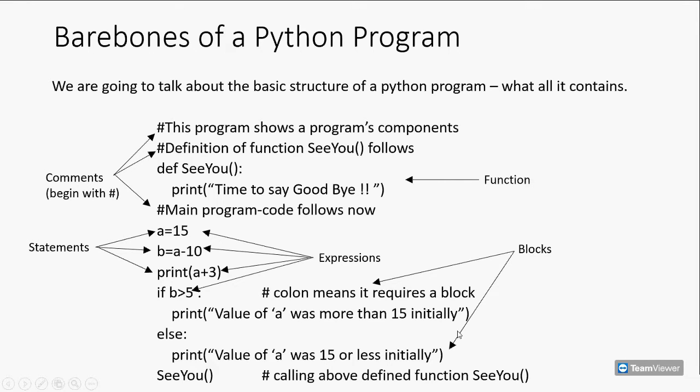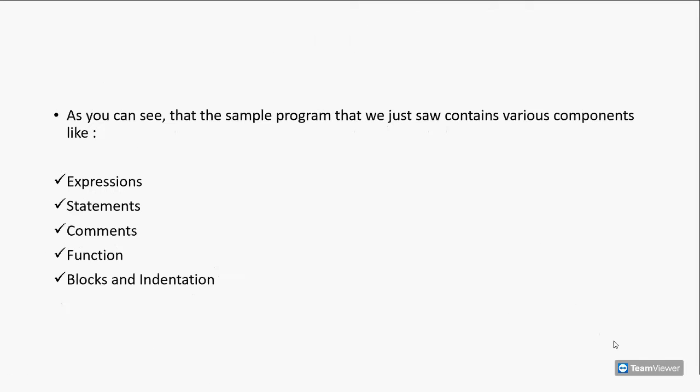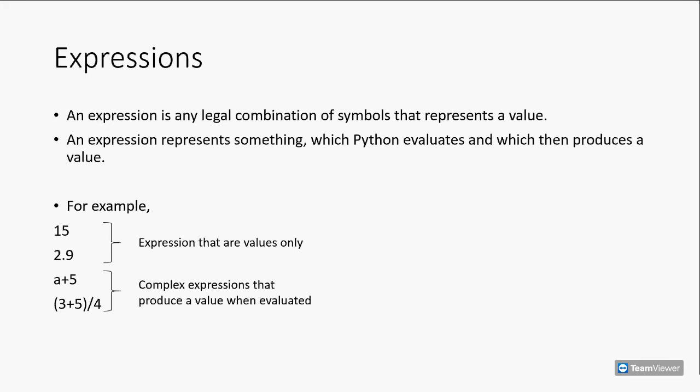are the blocks. Then these are the indentations, because we are able to see some indented lines which are appearing after some spaces with respect to the previous statement. Then we have these two. These are the inline comments because they are beginning in the middle of a line. Now as you can see, the sample program that we just saw contains various components like expressions, statements, comments, function, blocks, and indentation. So we'll take a look at them one by one.